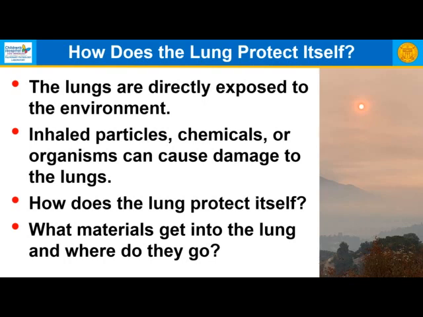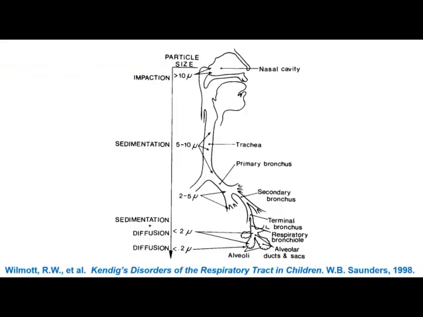Inhaled particles, chemicals, or organisms can cause damage to the lungs. So how does the lung protect itself? What materials get into the lung and where do they go? So it turns out that one of the major answers is airway size. Large particles really don't get down in the lungs. They're pretty much trapped in the nasal cavity. Smaller particles get into large airways, but not further. Smaller particles go further down. And the smallest particles get all the way down. Let's just look at that in some detail here.